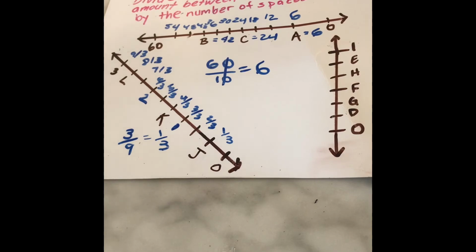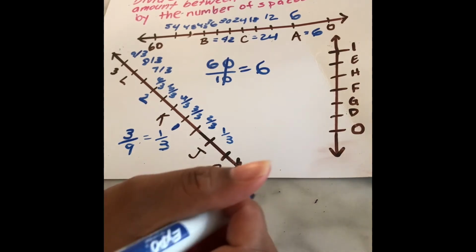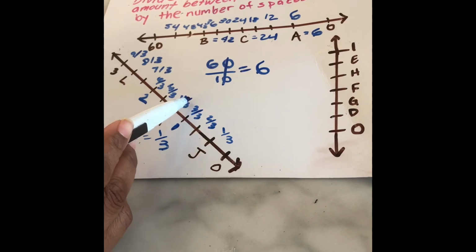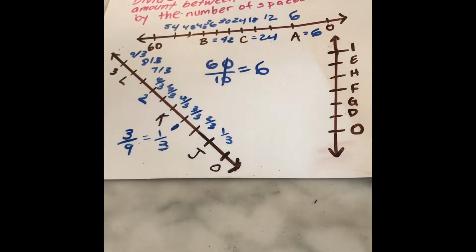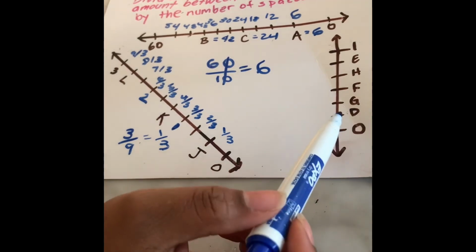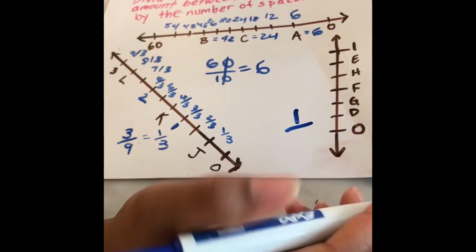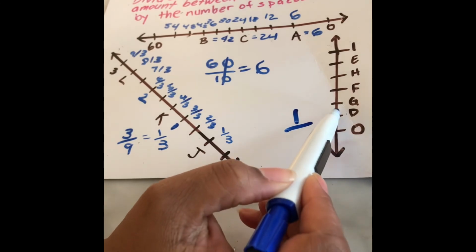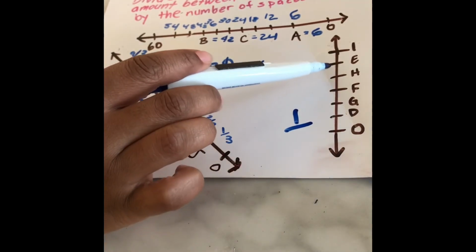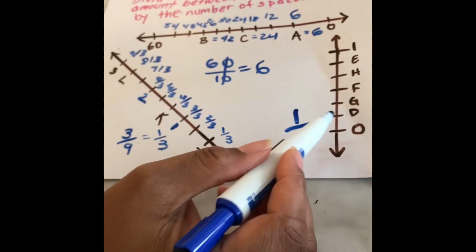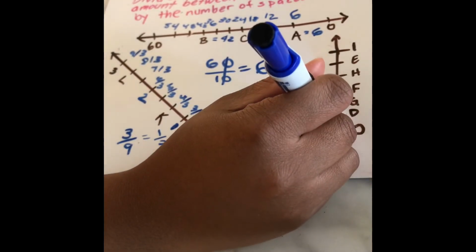All right, so what is J? J is a third. K is 4/3. L is 8/3. All right, so for our last number line, we have the distance is 1. How many spaces do we have? 1, 2, 3, 4, 5, 6 spaces. So that means that our scale is a sixth.